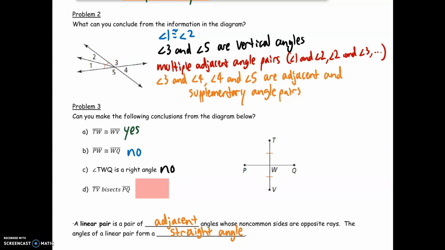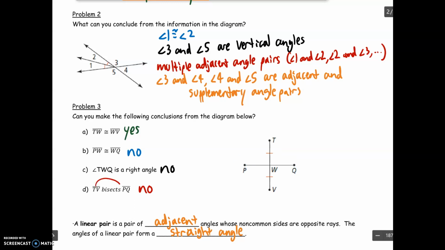Last one, we're asking if TV bisects PQ. We need to know what a bisector means in this case for a segment, but no, we don't have evidence for that. It's much the same reason as our second answer. We don't know if PW and WQ are congruent segments, so for this segment to be bisected, I would need to have those congruency markings there. I actually do know that PQ bisects the segment TV because we do have that congruency. It is split in half between those two pieces, but I can't say it the other way around.